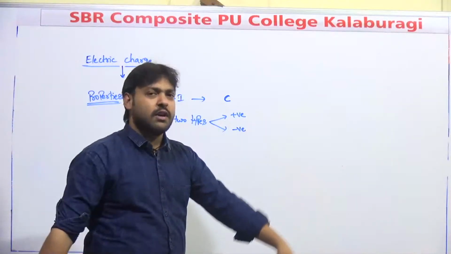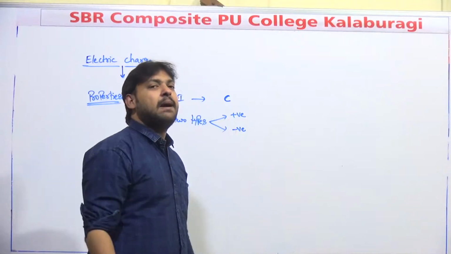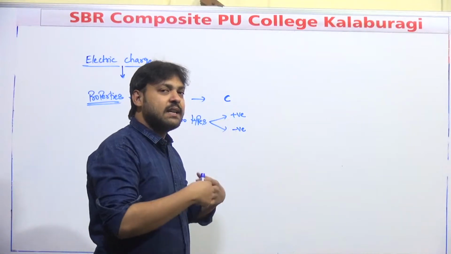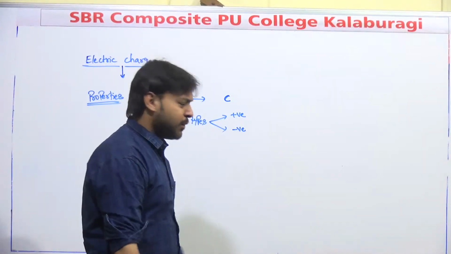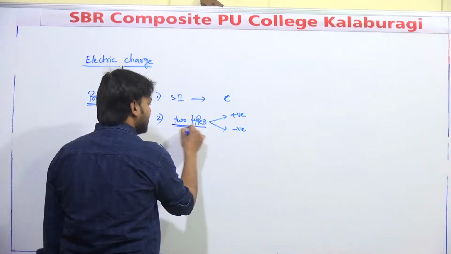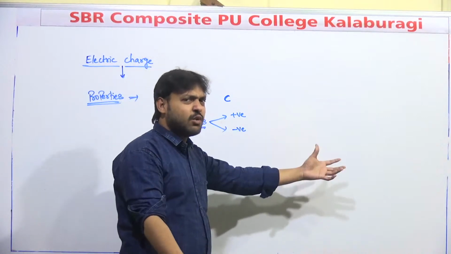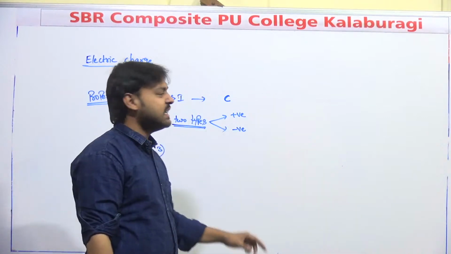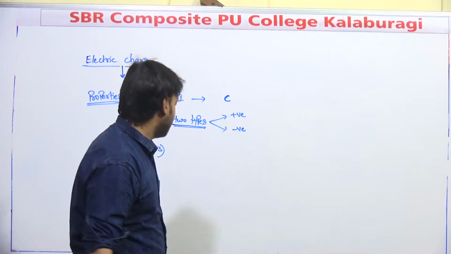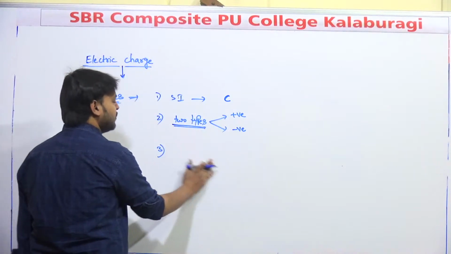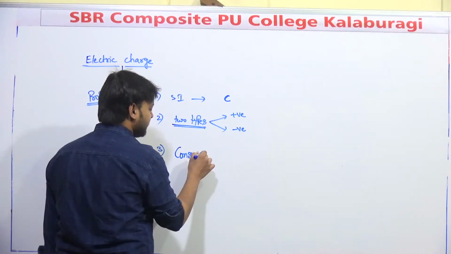A neutral body we also call, in the sense what? That is also made up of these positive and negative charges only, but the number of positive charged particles and the number of negative charged particles will be the same. So in nature two types of charges will be there, but a neutral charge won't be there. A neutral body will be there, in the sense the number of positive and negative charges will be the same. Right? And next, coming to the important points, which is conservation of charge.